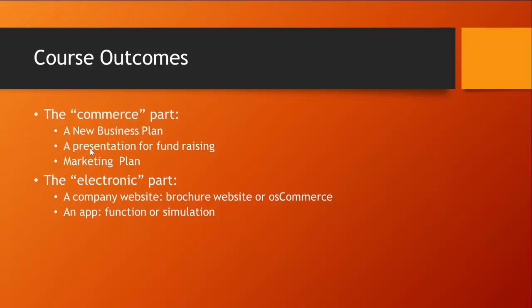As for the electronic part, every team will have to create a company website. But there are different kinds of company websites. If the website presents basic information of a company, I will call this a brochure website. This one is easy. If a team is going to create a business that provides services or products on their own platform, they probably have to use an open source package like an e-commerce package. I will also teach them how to do that.